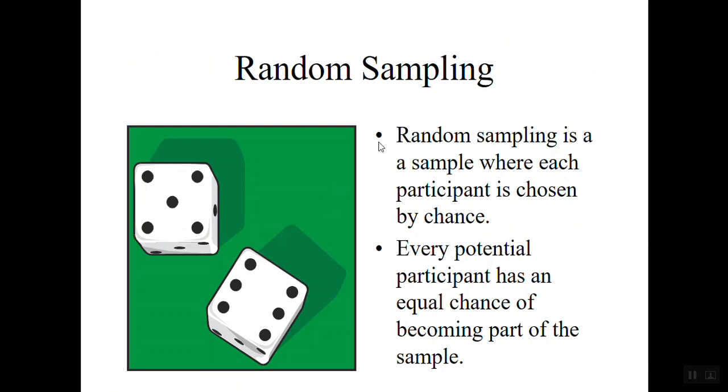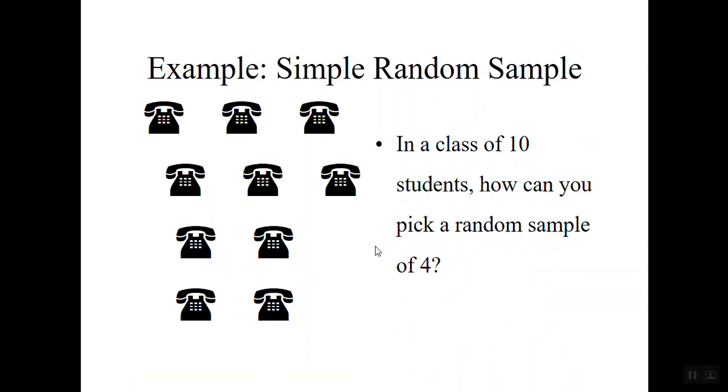So here's our random sampling, where each sample is chosen by chance. Every potential participant has an equal chance of becoming part of the sample, so that's random sampling. Simple random sampling. So in a class of 10 students, how can you pick a random sample of 4?